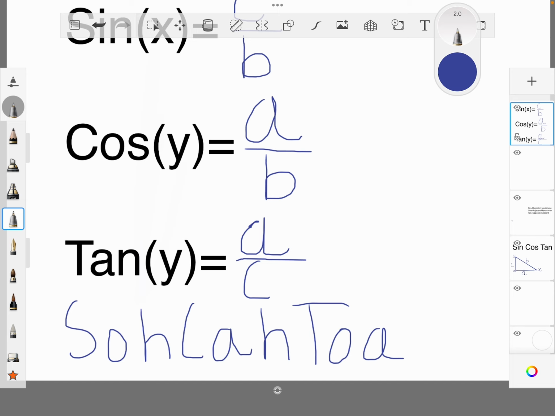So if we look at this acronym here, S, which represents the word sine, is equal to opposite over hypotenuse, which is represented by the two letters O and H. While C here represents cosine. Cosine is represented by the C, and the next two letters are adjacent over hypotenuse. And then T represents tangent, and the next two letters are opposite over adjacent. Thank you for listening.